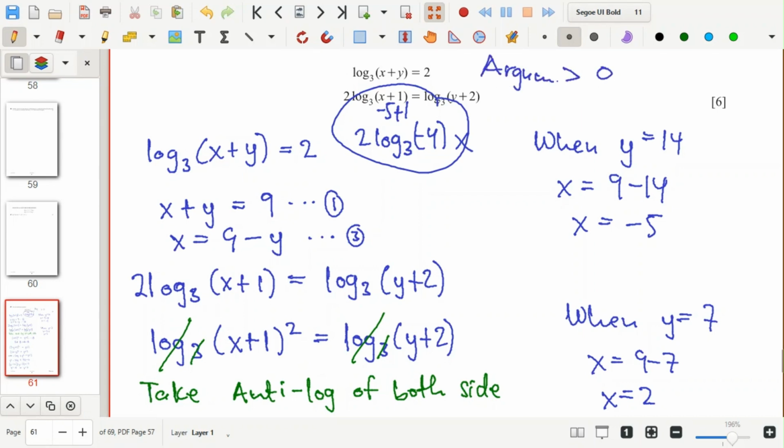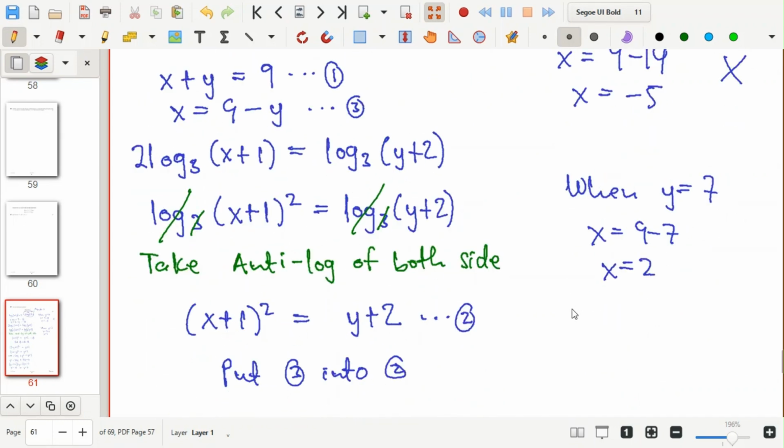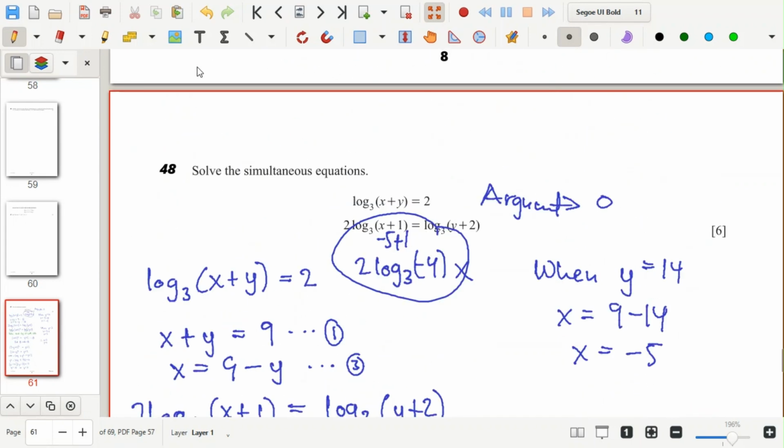So this one is wrong. It shouldn't be part of your final answer. So in conclusion, you have to conclude that x is equal to 2 and y is equal to 7. If you don't conclude in this question, you lose a precious point.